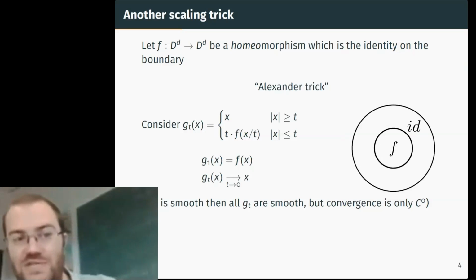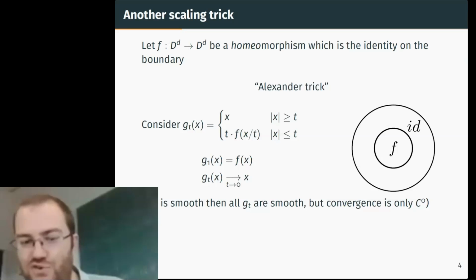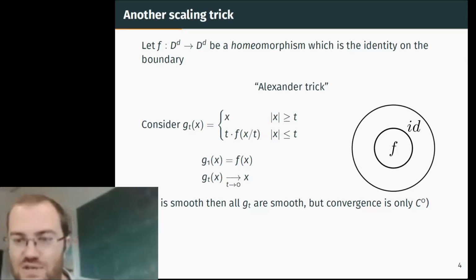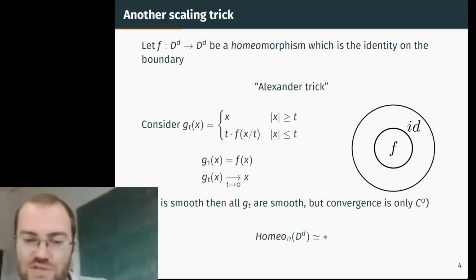Even if you start with a diffeomorphism, it turns out it is a diffeomorphism for all time, and the limit is a diffeomorphism, but that's not the correct sort of convergence when we think about groups of diffeomorphisms. There we think about the C infinity topology. So we want to control sizes of derivatives, not just sizes of values. And what this argument shows is that the group of homeomorphisms of the disk, preserving the boundary, so being the identity on the boundary, is contractible.